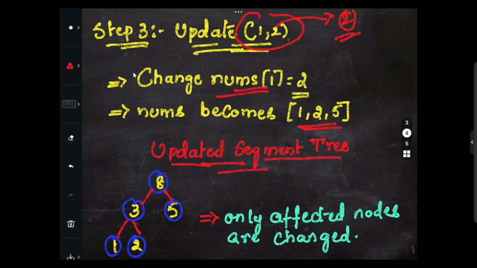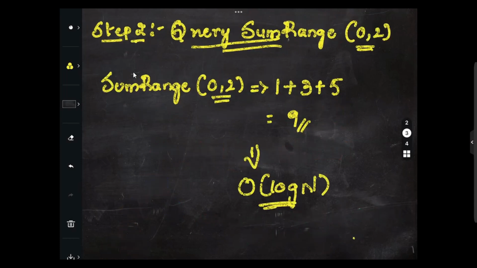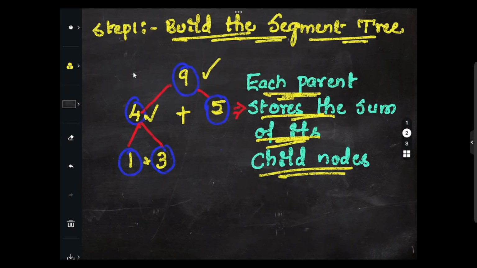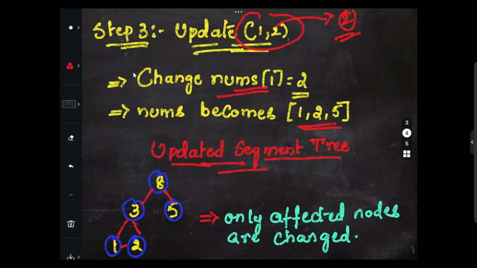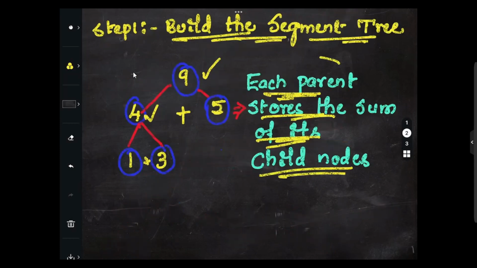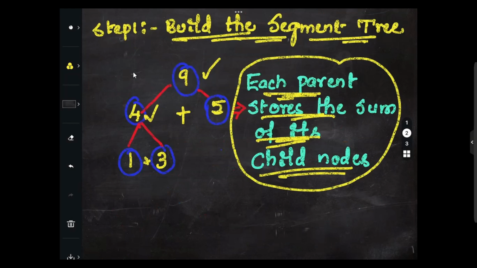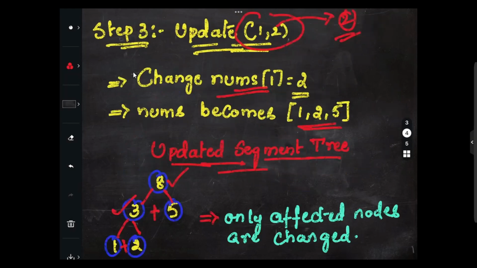So updated segment tree, you can clearly see. Instead of what we were having in step 1, 1, 3, 4, 5, 9, here we are having 1, 2, 3, 5, 8. 1 plus 2 is nothing but 3 here, and 3 plus 5 is nothing but 8 here. We know from step 2 that every parent stores the sum of its child nodes. I hope this is completely clear. So here only the affected nodes are changed. You can clearly see affected nodes. This one 2 we have updated, 3 plus 5 finally, same thing, 8. Instead of 9 we get 8 in this case.